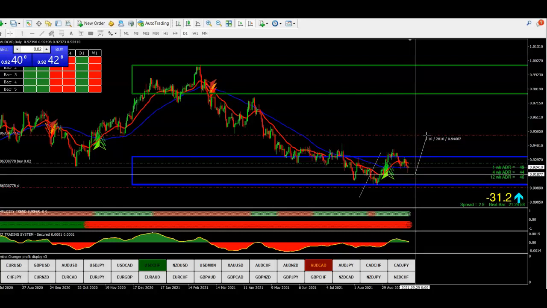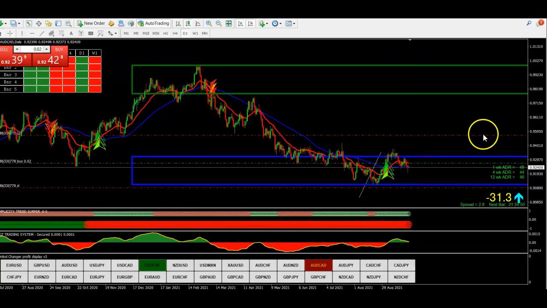Almost 283 pips, at least, if it even gets here. If this trade gets here, that'll be 183 pips. Wow, that's a test for me, to be honest. Okay, but we're going to let it run.